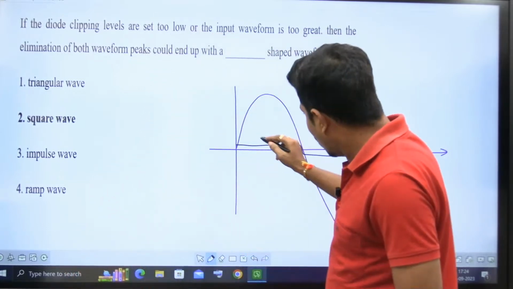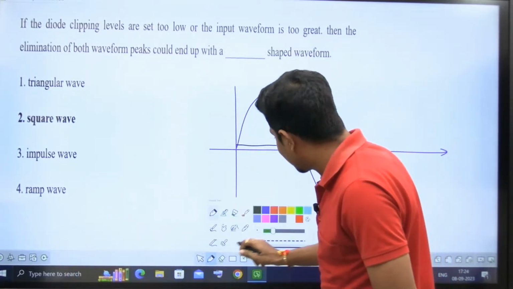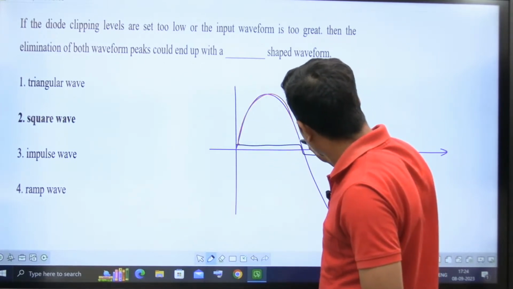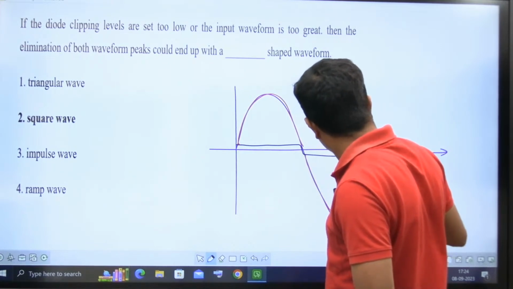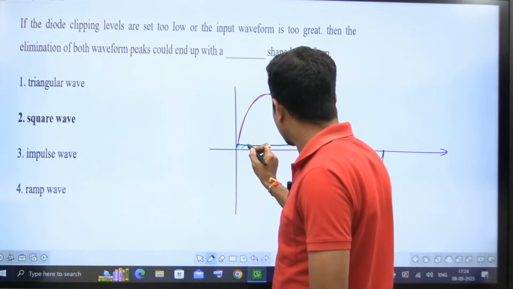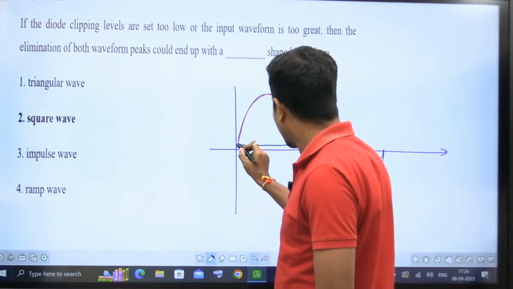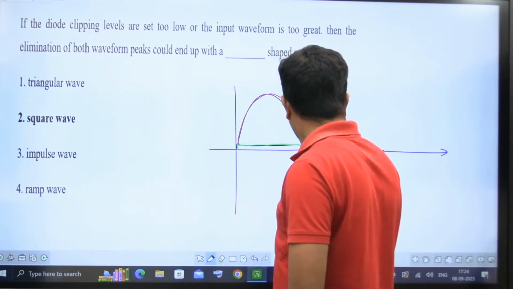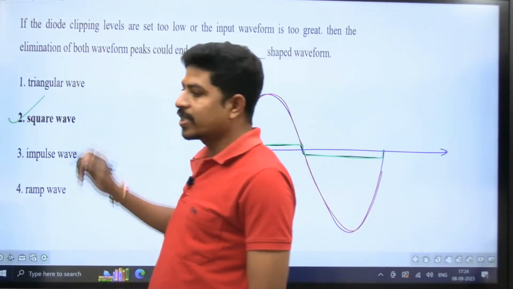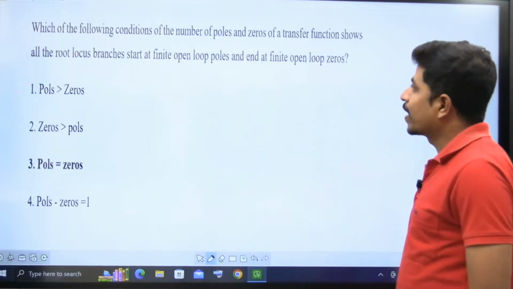Now, all this got clipped. I am going to mark the clipped part. So this part is getting clipped. Then you are left with only this part. I draw it here. It is looking like a square wave. The answer is square wave. Let's go to the next question.